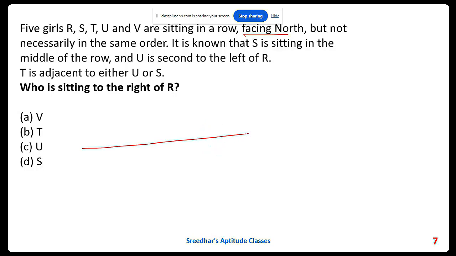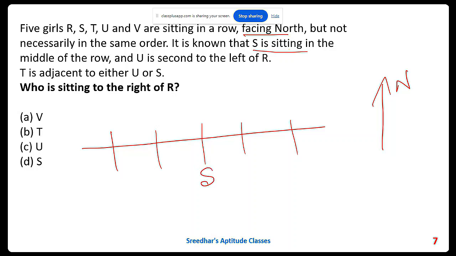So five friends are sitting in a row facing north. One, two, three, four, five, and this is north. It is known that S is sitting in the middle of the row, and U is second to the left of R. If U has to be second to the left of R, the only possibility is R here and U here. If you take anywhere else, you cannot arrange U second to the left of R.